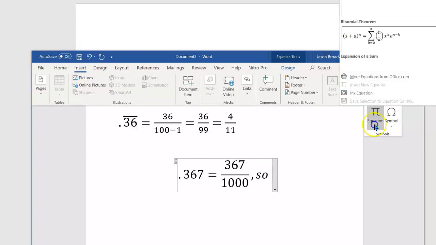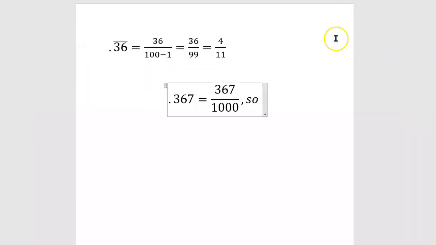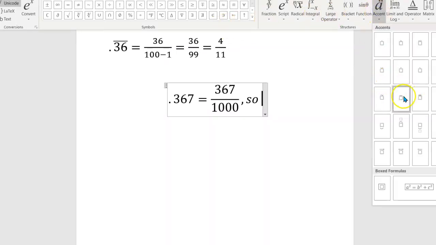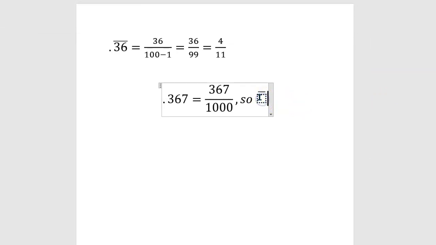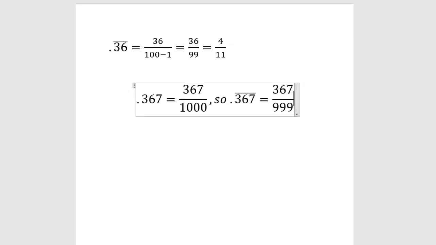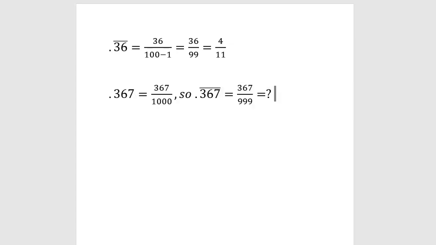go to insert equation. I need to make it big. Equation tools, accent, bar. Put my decimal outside the bar, put my 367 here. Now that's going to equal 367 over 999. And you might could reduce that, truth be told, but I'll leave it to y'all to reduce it. But the whole point is you subtract 1 from 1,000. The 999 came from the fact that we subtract 1 from 1,000, right?